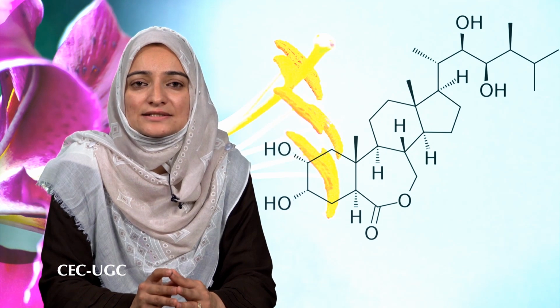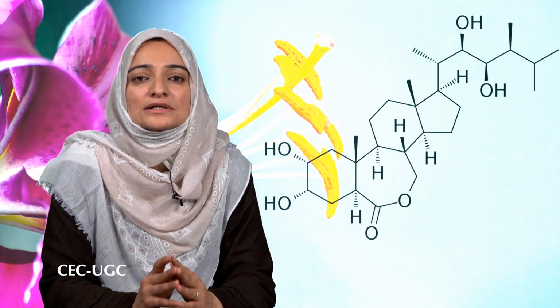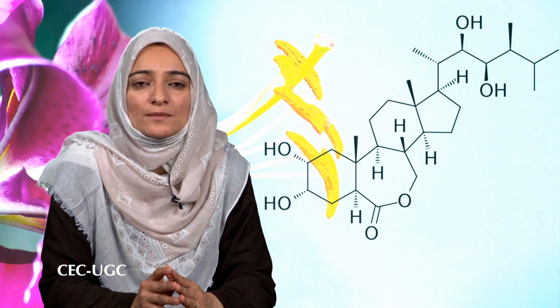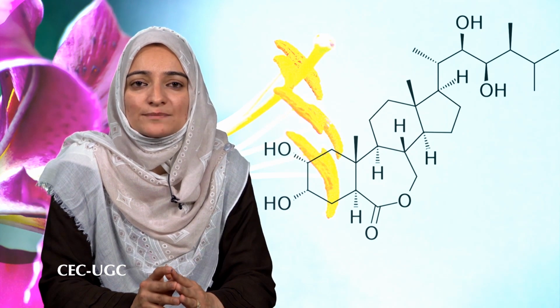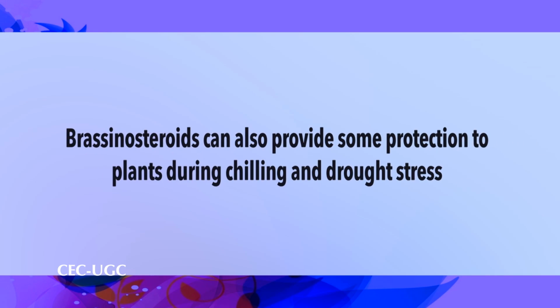Brassinosteroid-treated rice seeds considerably restored the pigment level in plants that were grown on saline medium when compared to non-treated plants under the same conditions. Brassinosteroids can also provide some protection to plants during chilling and drought stress.